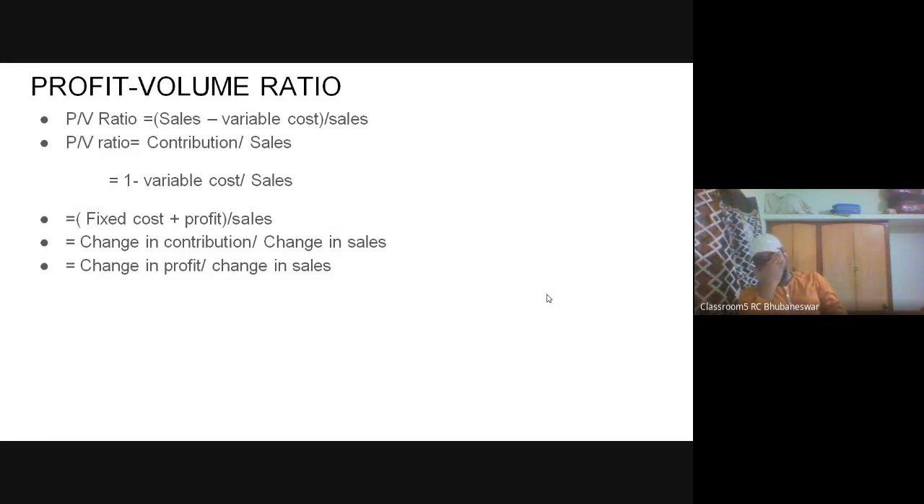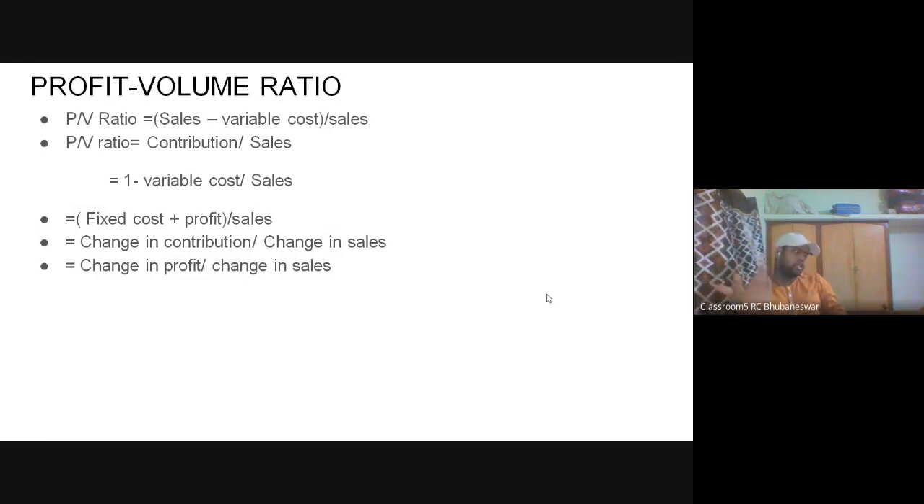You will not be given information such as how much the sales are and how much the variable cost is. So what will be given? The sales of 2 years will be given, okay, and the contribution will also be given, in place of variable cost. So contribution per unit is this much and sales is this much. Then you have to apply a formula, change in contribution by change in sales. Okay, so this is the formula you have to remember.